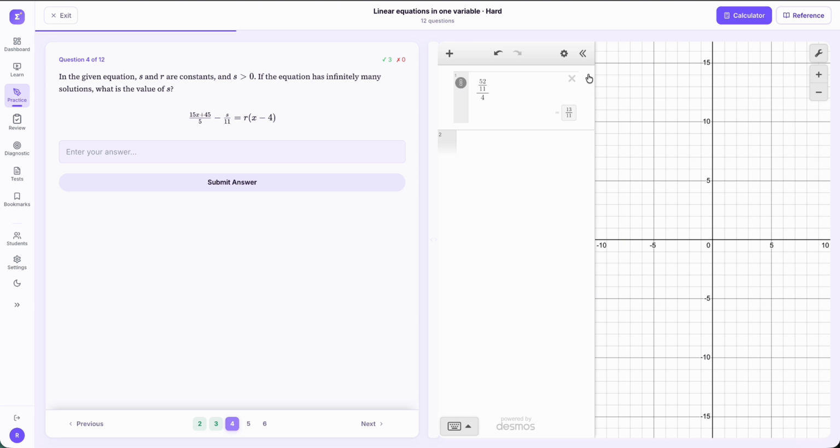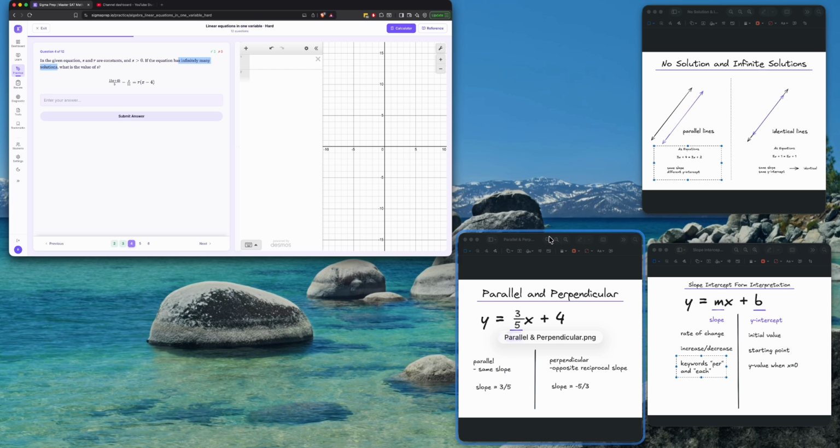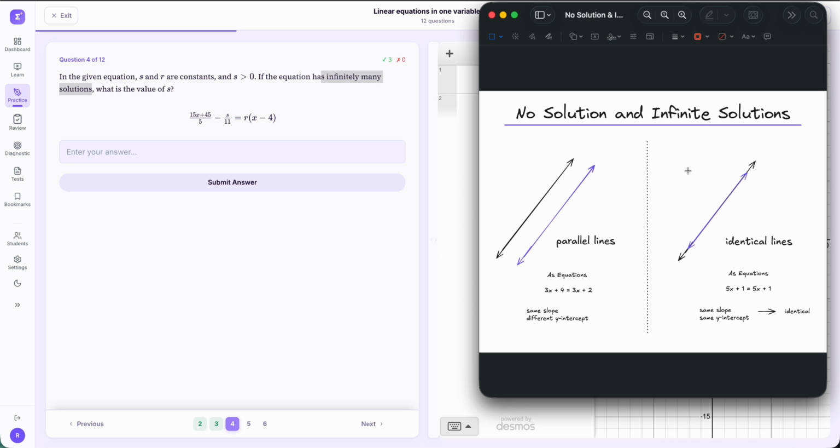All right, next one. In the given equation, S and R are constants. S is greater than 0. If the equation has infinitely many solutions, what's the value of S? So this is our special case of infinitely many solutions here on the right side. What does that mean? Well, on a graph, it means they have to be identical lines.